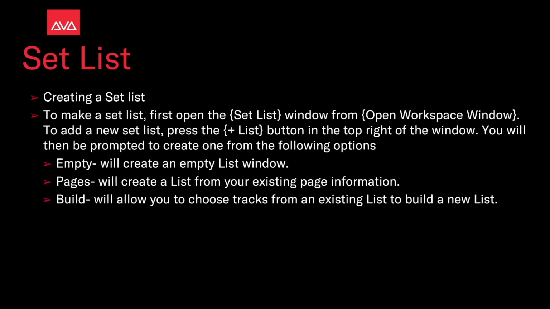To add a new set list, press the plus list button in the top right corner of the window. You'll then be prompted to create one from the following options. Empty will create an empty list window. Pages will create a list from existing page information. Build will allow you to choose tracks from an existing list to build a new list. So let's take a look at that.